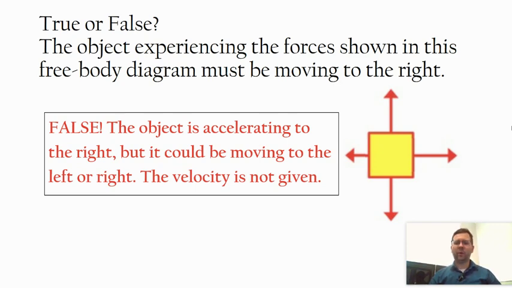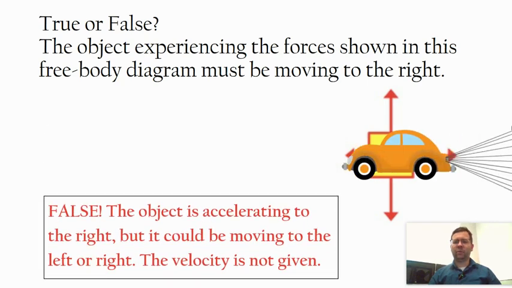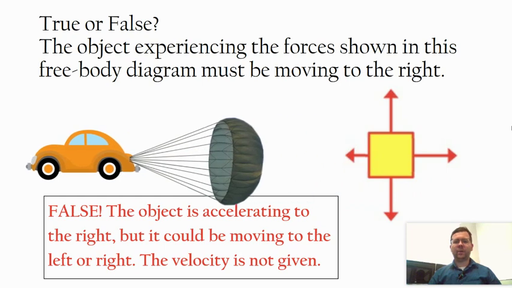As an example, the object shown in this free body diagram could be a car that's moving to the left, but has a parachute that's slowing it down. That would be an example of an object moving to the left, so it's got a little bit of an applied force to the left, but it's got a greater air resistance and it's slowing down. So it could be moving to the left, it could also be moving to the right. We're just not given that information.